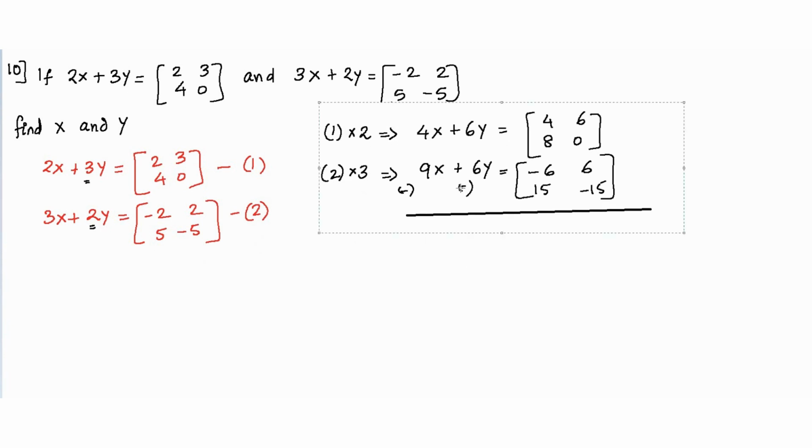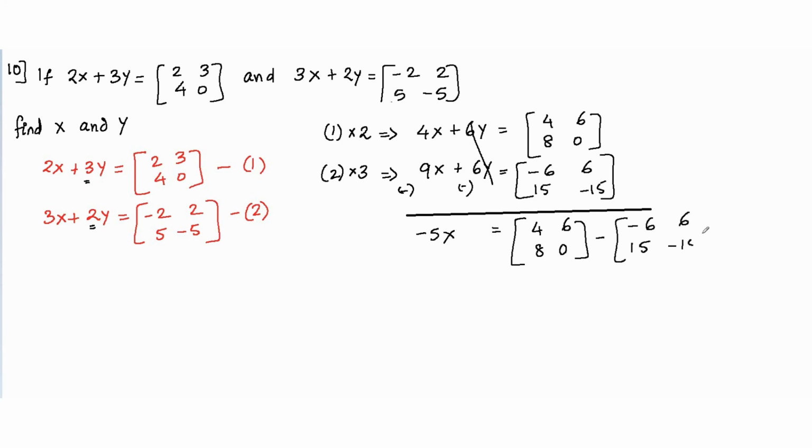Yeah, I think this is much better now. So 4x minus 9x is going to be minus 5x, and 6y minus 6y cancels. This equals, I have to subtract the two matrices, [4, 6; 8, 0] minus [-6, 6; 15, -15], right? So now I have to subtract this.